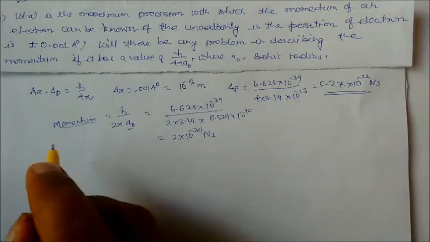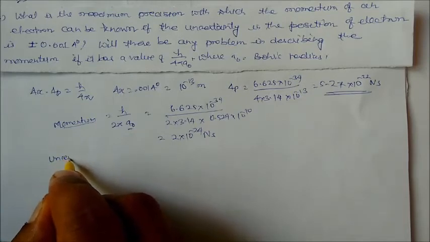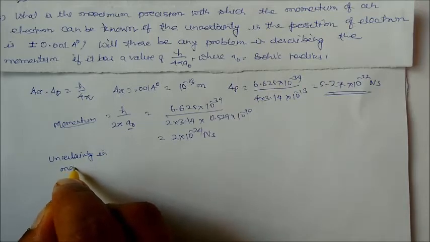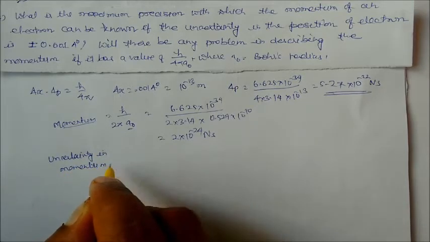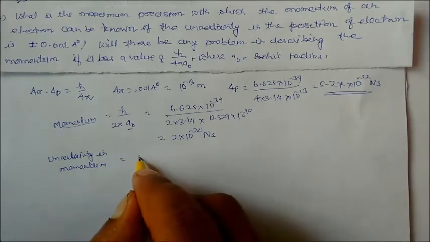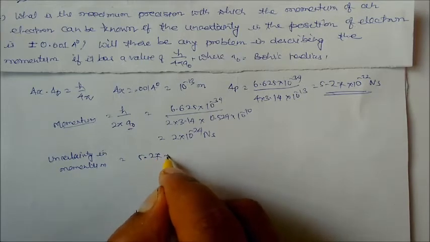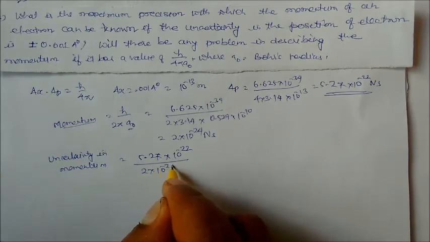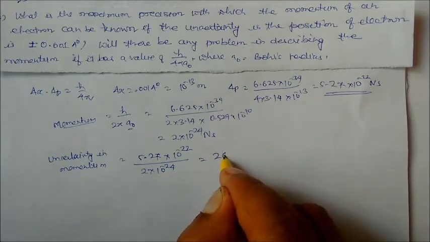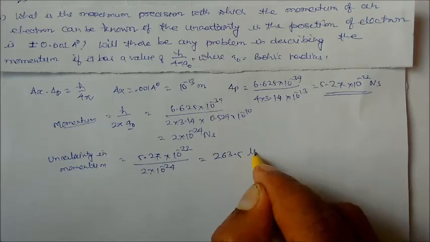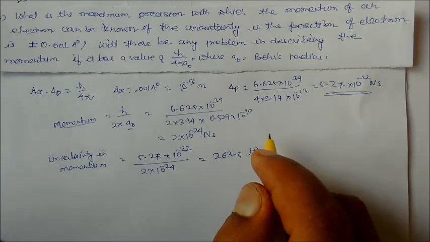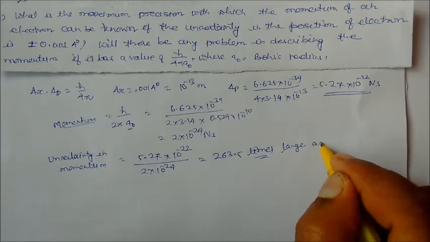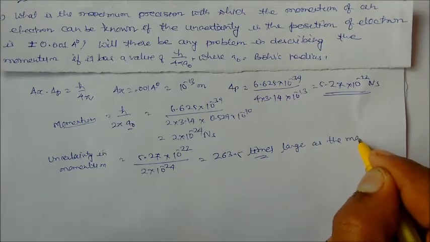So what is the uncertainty in momentum? We can divide 5.27 into 10 to the power minus 22 by 2 into 10 to the power minus 24. On solving we get almost 263.5 times. So the uncertainty will be this many times as large as the momentum itself.